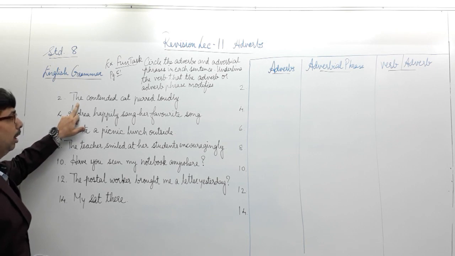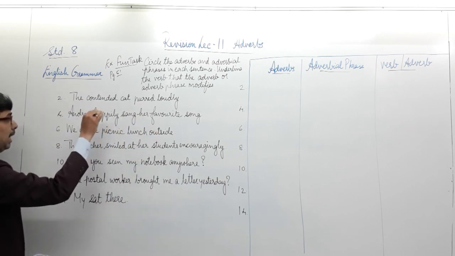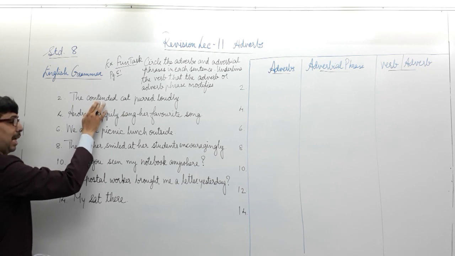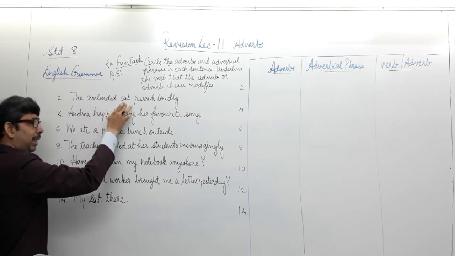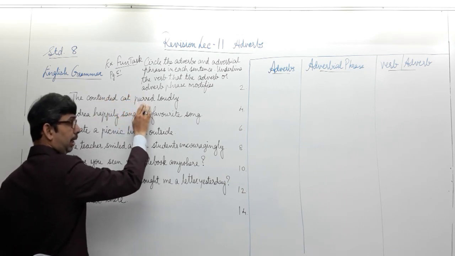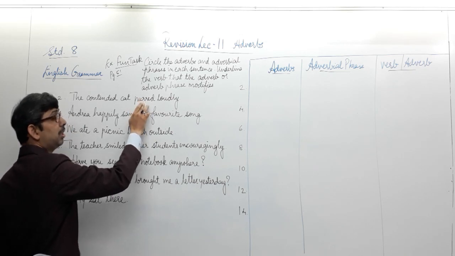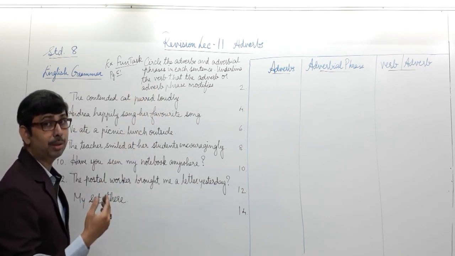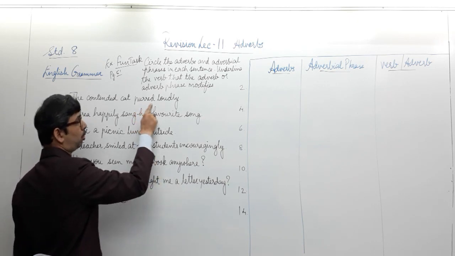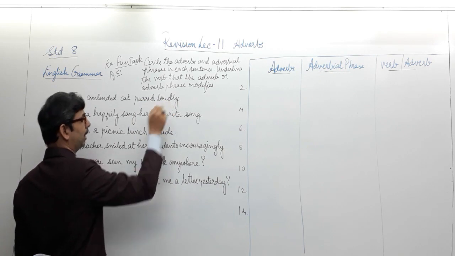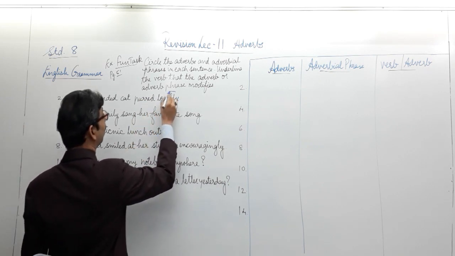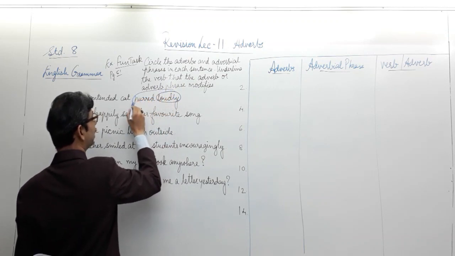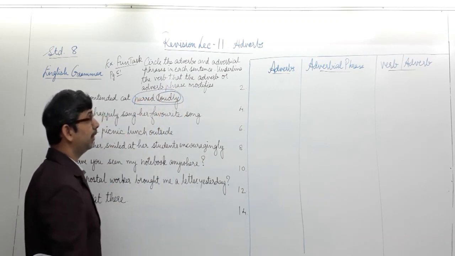The contented cat purred loudly. Carefully reading this, you will find that we have the determiner at the beginning of the sentence, contented cat. So the word contented is describing the noun cat, which becomes the adjective of the cat. Further reading the sentence, you will find the word purred, the sound made by the cat. So it becomes the verb, and finally the word loudly will be describing or adding to the meaning of the action purred. So we can say in what manner the cat purred: loudly. So I can circle the adverb loudly, and further I can circle the adverbial phrase. The entire phrase purred loudly is the adverbial phrase given to me in the sentence.